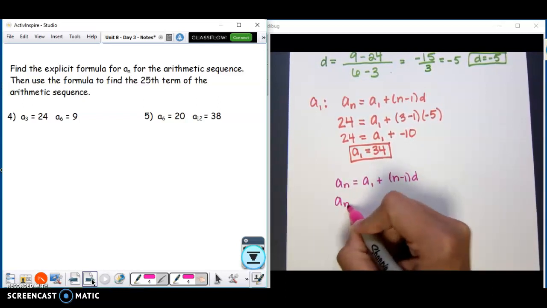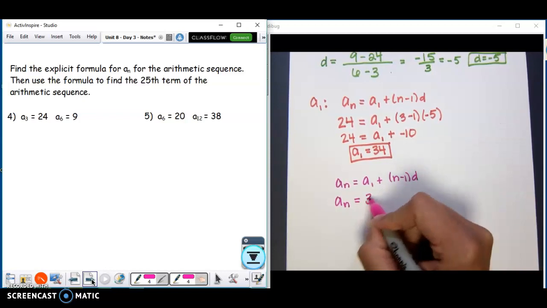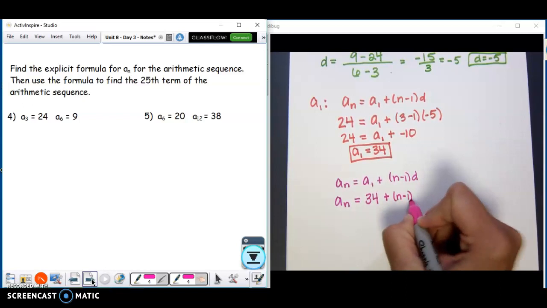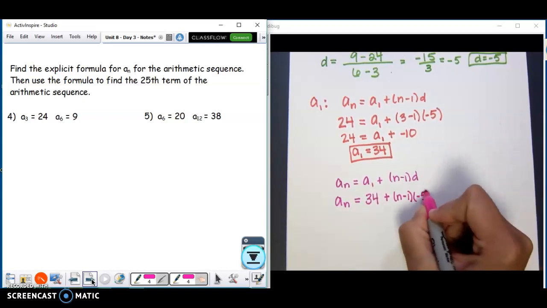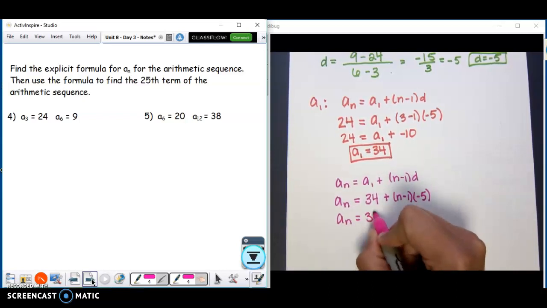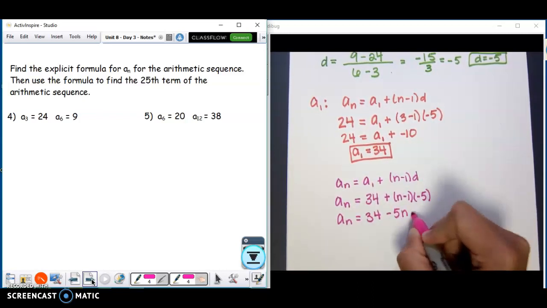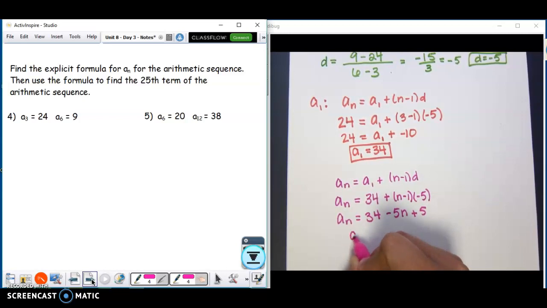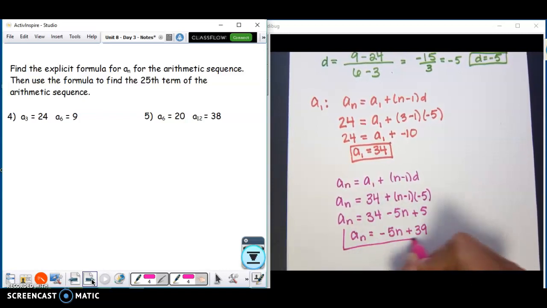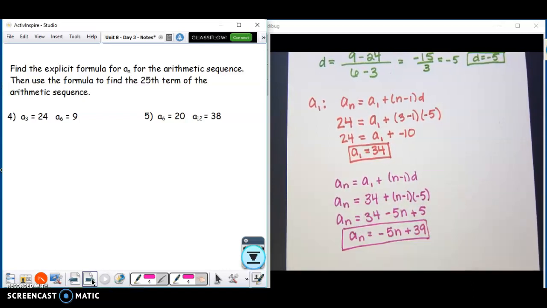So a sub n equals a sub 1, we said, is 34, plus n minus 1, and the common difference was negative 5. So we can just distribute out that negative 5. And then if we combine like terms, we'll end up with negative 5n plus 39. So this is our explicit formula.